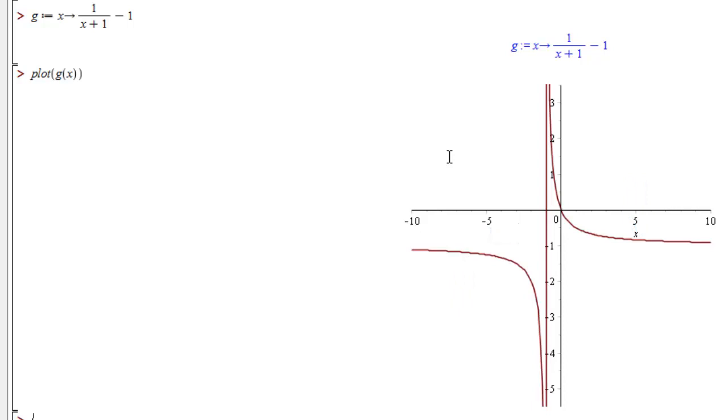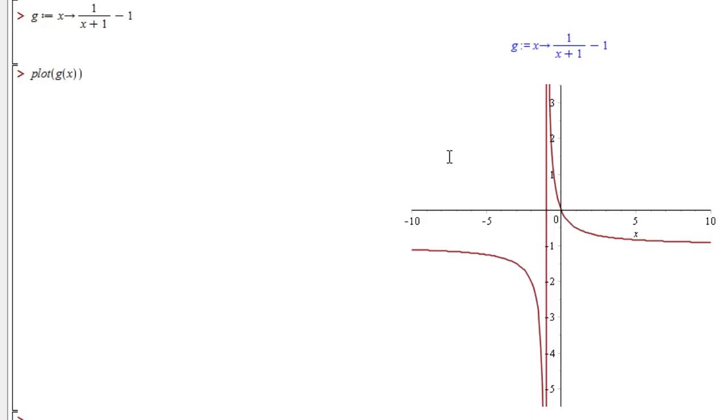And what's going on there is that Maple is not looking for discontinuities in the function, so it ends up evaluating points very, very close to the point of discontinuity and then connecting them. So the effect is that the vertical asymptote is actually drawn in as part of the graph. Notice that the horizontal asymptote is not shown.